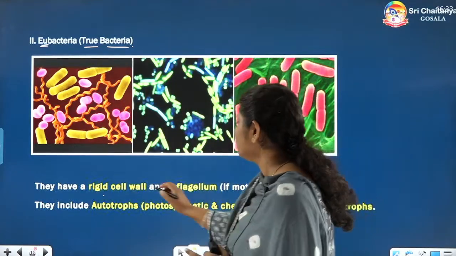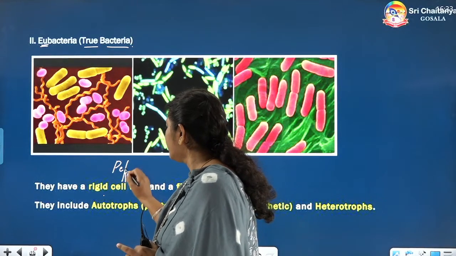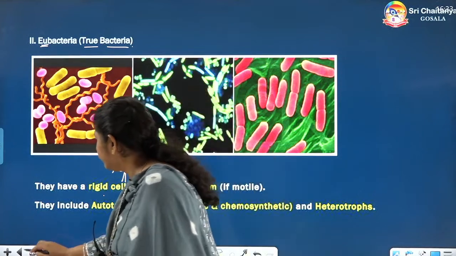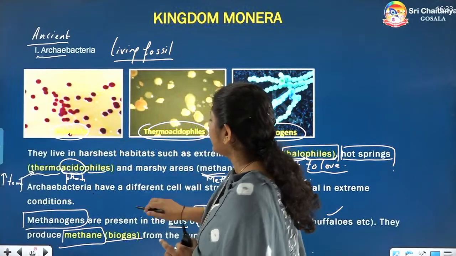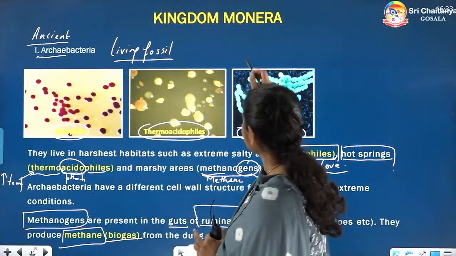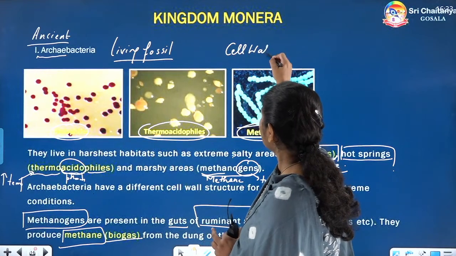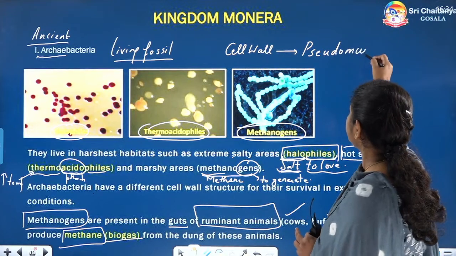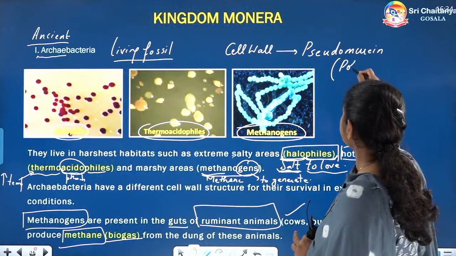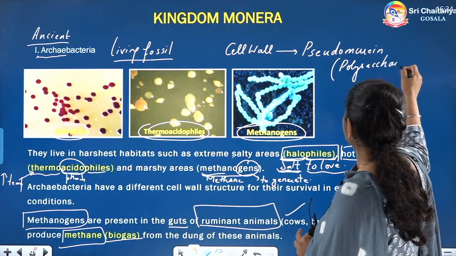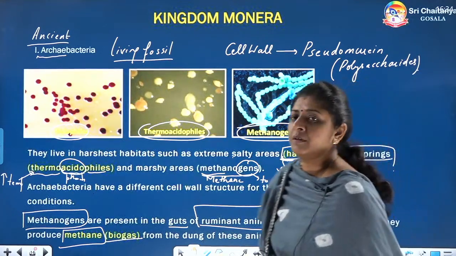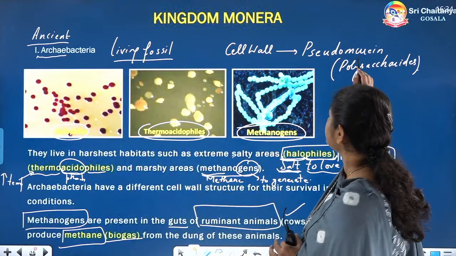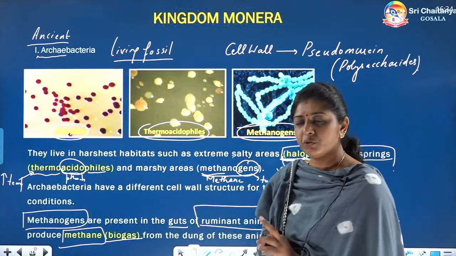And I already told you that the cell wall is made up of what thing? Peptidoglycan. But when you see the Archaebacteria, I must write here, even their cell wall is made up of pseudomurein. These are all names of polysaccharides, complex types of polysaccharides, right? Just now keep in your mind polysaccharide. But which type in case of Archaebacteria? Pseudomurein. Archaebacteria is what? Pseudomurein.